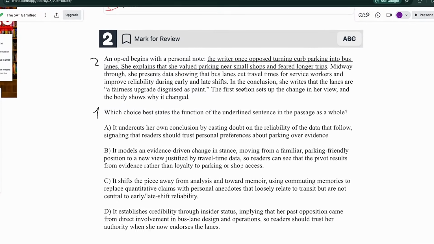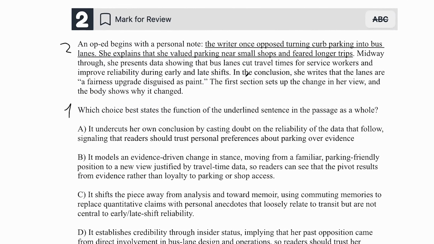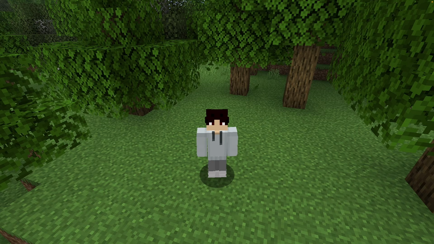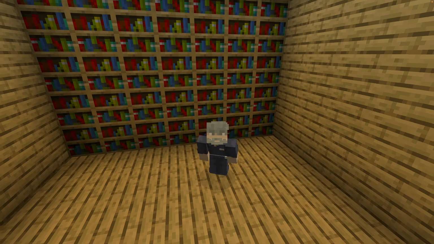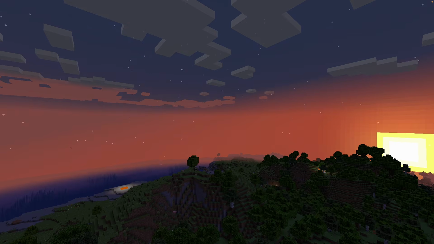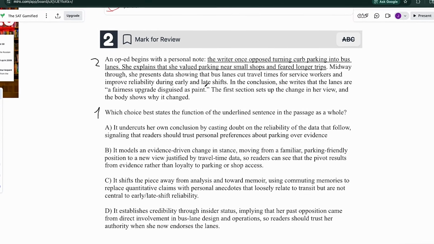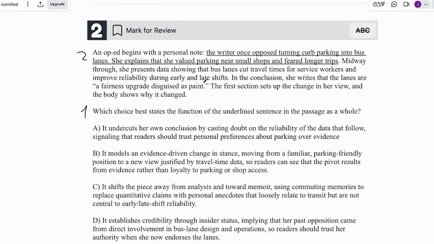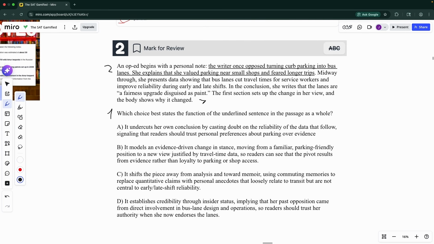In the conclusion, she writes that lanes are a fairness update disguised as pain. So it's really fair to have these because it helps people like service workers and those who work in early and late shifts. The first section sets up the change in her view, and the body shows why it changed. So as for prediction, I think it has this underlined sentence just to show she originally felt one way and now she feels a different way.